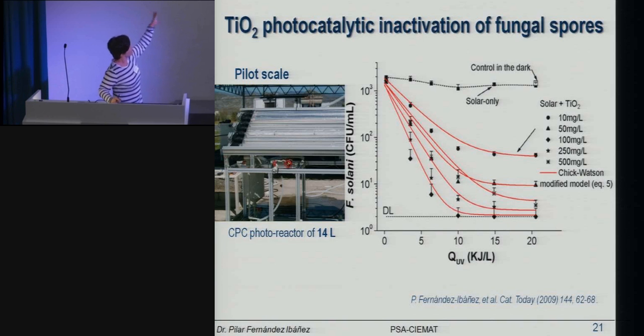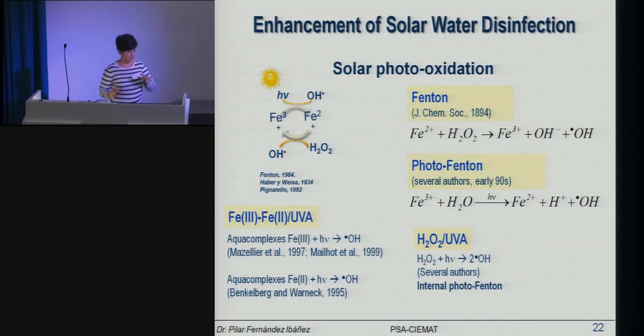Well, what about other solar photo-oxidation processes? Of course, natural waters have humic acids and different substances, like Tamar showed before, and they can act as photosensitizers. There is also a very small amount of iron, and hydrogen peroxide is not present, but could be in very small amounts. What I'm suggesting is that very small amounts of hydrogen peroxide, sunlight, and the iron present in the water may enhance solar disinfection very much.